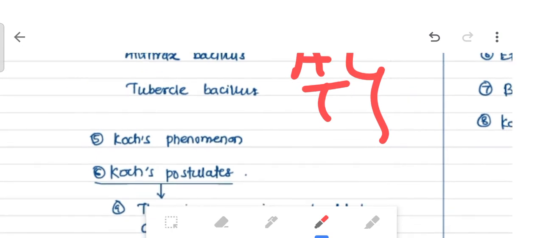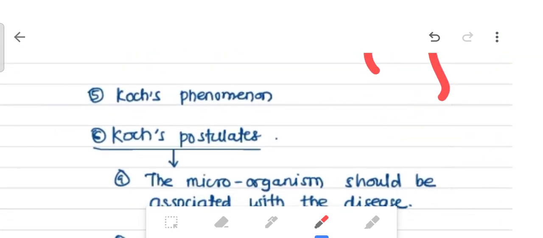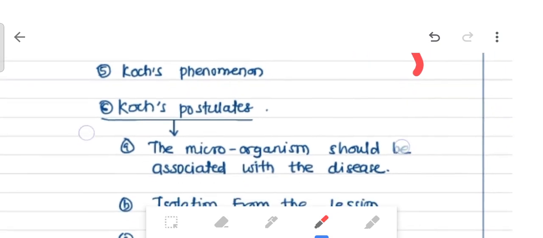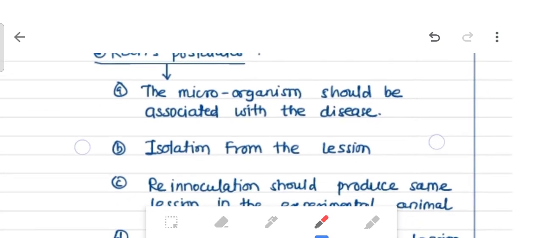Okay, then it gives the Koch postulate. What is the Koch postulate? It is very important and you should know about it, and which organisms do not follow the Koch postulate. The organisms that do not follow the Koch postulate are Rickettsia, Treponema pallidum, Mycobacterium leprae and Chlamydia.